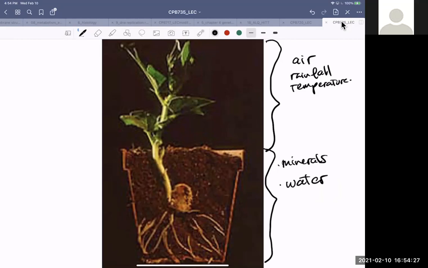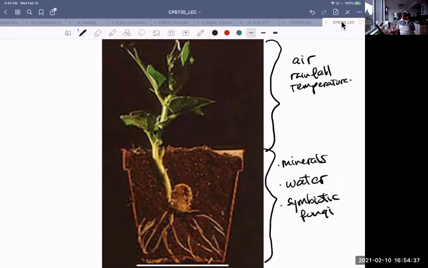Water. Fungus. Sometimes they need a fungus to break down. I think it was nitrogen. Yeah, symbiotic fungi. Good. Nutrients.